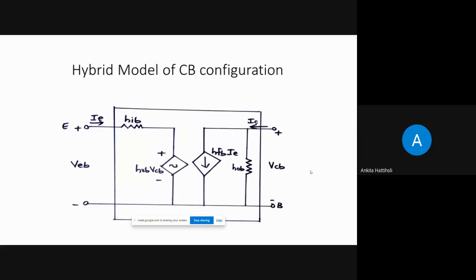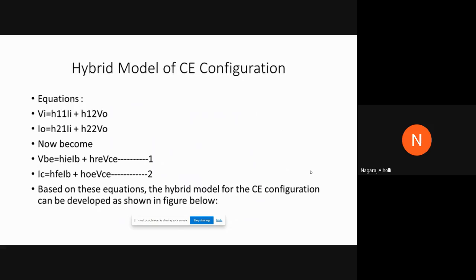Fine. So in the last class, I just refreshed the hybrid model of common base configuration. This is how it looks. Common base configuration. These are the fundamental equations. Then coming to the hybrid model of common emitter configuration, the fundamental equations are converted into VBE equals HIE-IB plus HRE-VCE, and IC equals HFE-IB plus HOE-VCE. This is for the common emitter configuration.